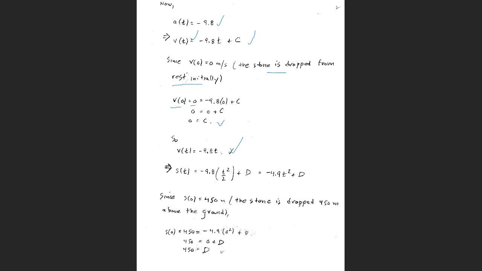Now we want to determine the distance for the stone, the distance that the stone is above the ground. That's S of t. Now S of t is also position. S of t is the position of the stone. If you know the position of the stone above the ground, that's the same as the distance that the stone is above the ground. So to get the position or distance S of t, we have to find the antiderivative of velocity.